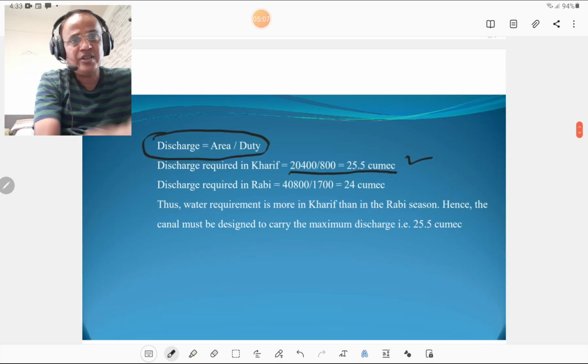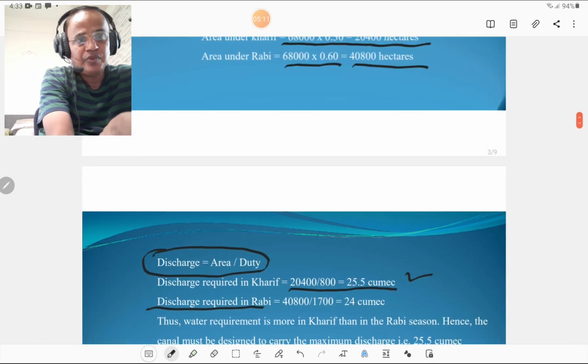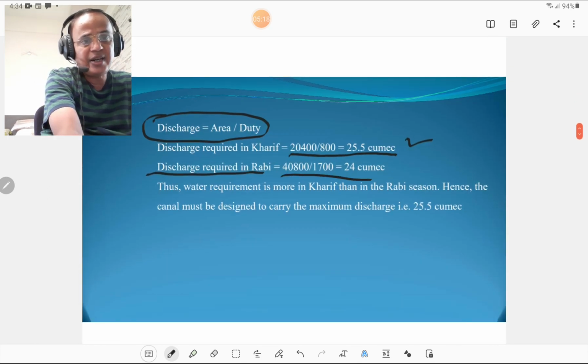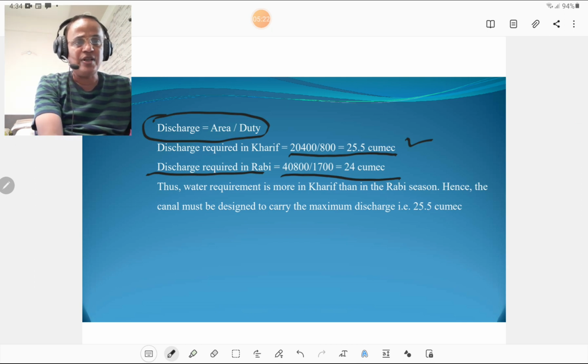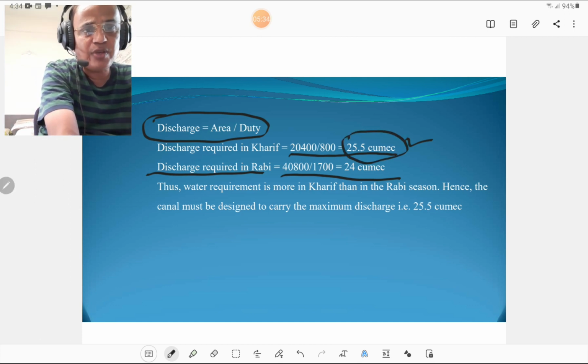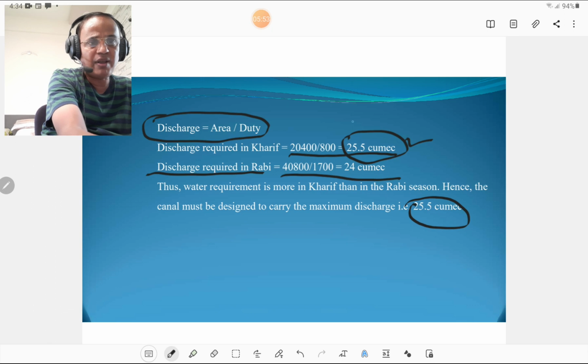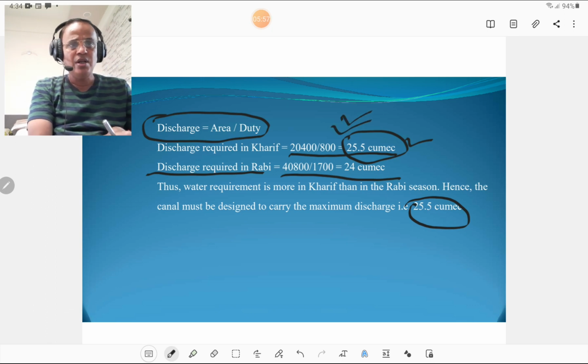For Rabi season, the area is 40,800. So 40,800 divided by 1,700, that is duty for Rabi season, you get the answer 24 cumec or 24 meter cube per second. So water requirement for Kharif is more than that of Rabi season, because for Rabi the discharge is 24 cumec and for Kharif it is 25.5 cumec. So we design the canal for the higher discharge. Hence the canal must be designed to carry the maximum discharge of 25.5 cumec. So this is the way to solve the problem.